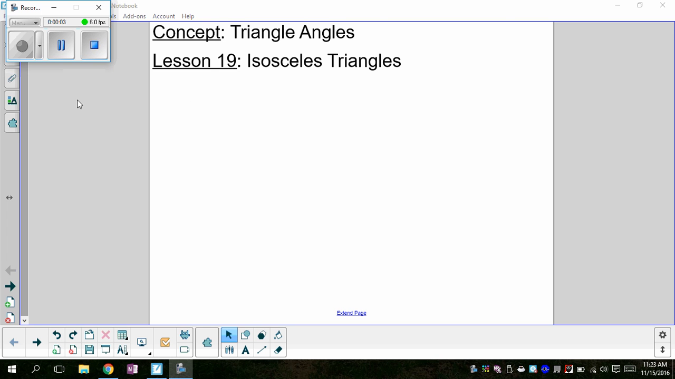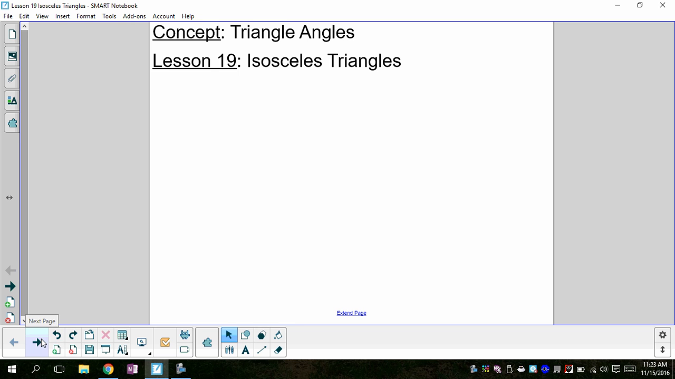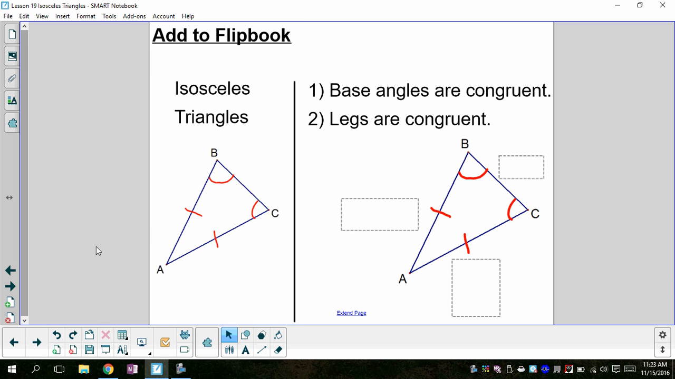Hey all, today we're going to talk a little bit extra about isosceles triangles. So we talked about classifying triangles, and now we're going to talk specifically about those isosceles triangles. So we're going to add this to your flip book. On the outside, isosceles triangles, and then we'll draw an example of that, triangle ABC. And then inside we'll have the information about that isosceles triangle.